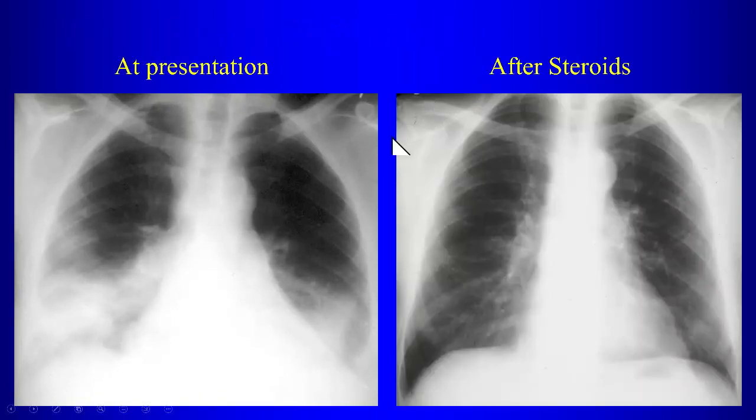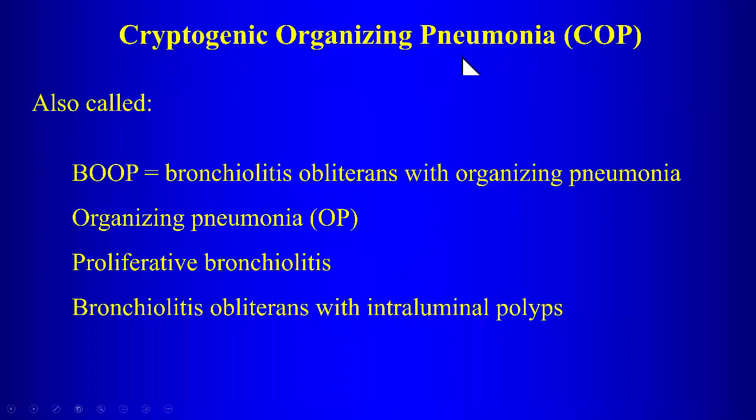The importance of that diagnosis is it does respond to steroids. So at presentation where you would have these consolidations, many times these patients are mistaken for having pneumonia. They're given antibiotics, they don't get better. But if we recognize the appearance, they can treat with steroids, and then there's a marked improvement after steroids. So cryptogenic organizing pneumonia used to be called BOOP.